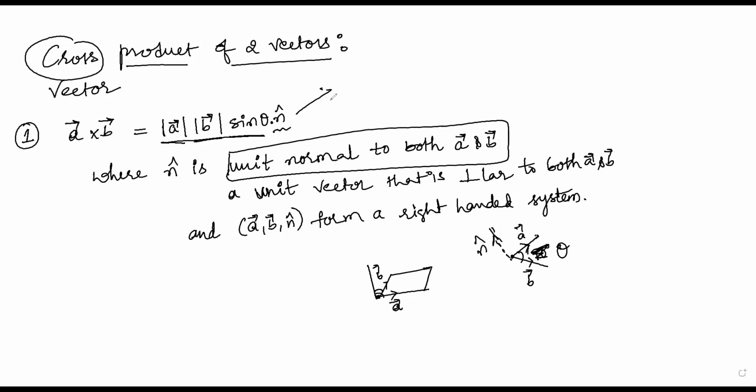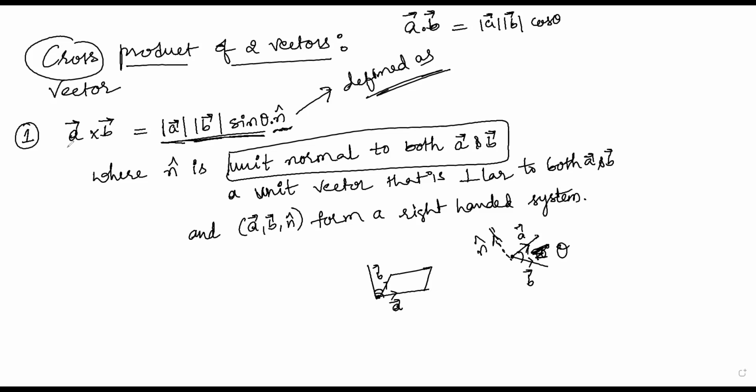Here, this is the definition. A cross B, you remember, is mod A mod B sin theta. A dot B is what? What is A dot B once again? Mod A mod B cos theta. Good. But this is mod A mod B sin theta into n cap. The n cap is giving direction without changing its magnitude. But what direction? Perpendicular to both A and B.